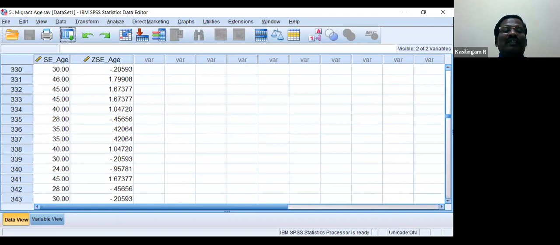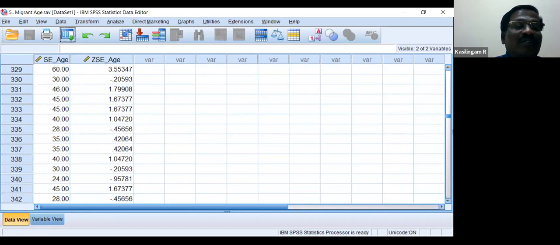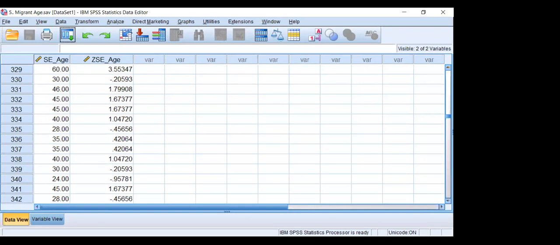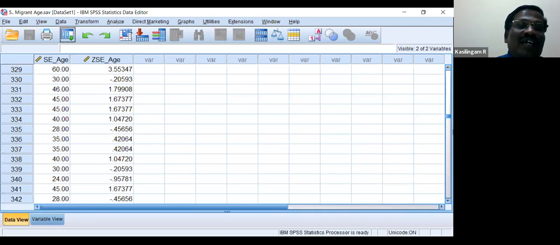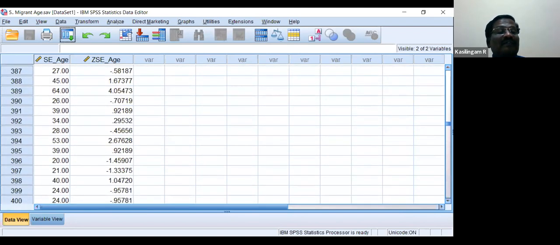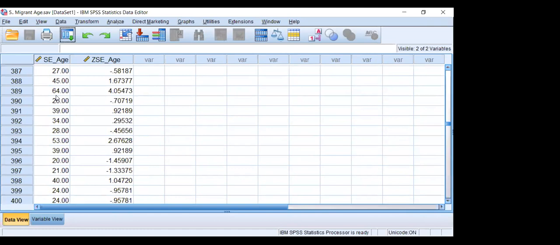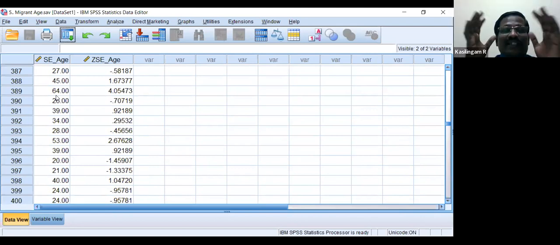What is 329? What is the value, madam? 60. Can you see 60, madam? Yes, sir. That is why 329 is an outlier. Now let me go to 389. 389 is 64. That is why it is an outlier. Is it okay? Yes, sir. So by using box plot, we can identify the outliers.